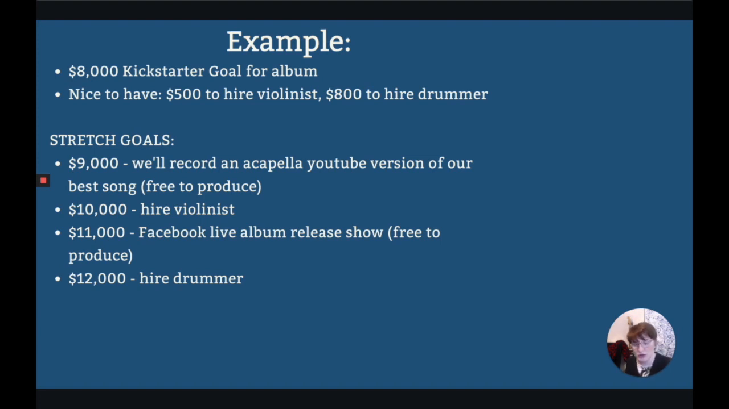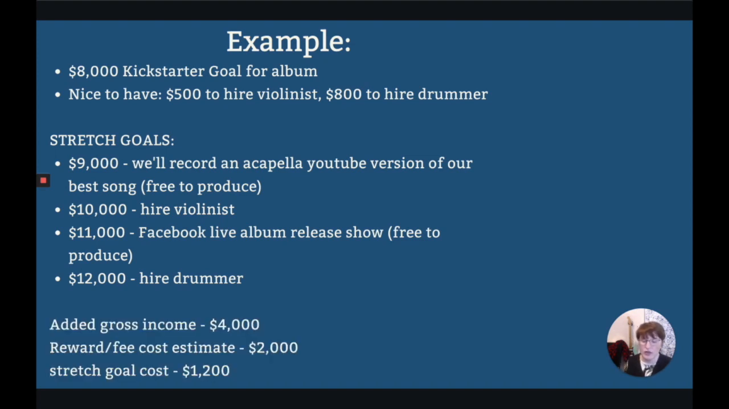So that would be free to produce. At $10,000, we'll hire the violinist. Okay, so we've actually added $2,000 onto our goal for a $500 project. At $11,000, we'll do a Facebook Live album release show just from our house, and that's free to produce. And at $12,000, we'll hire the drummer. So we've added $4,000 of gross income to go from $8,000 to $12,000.